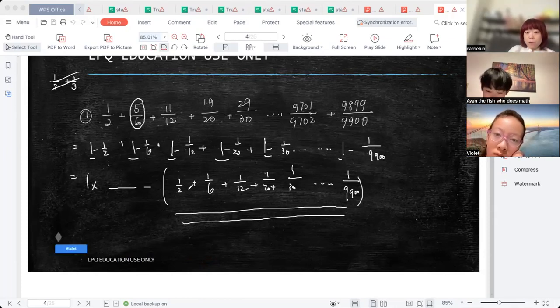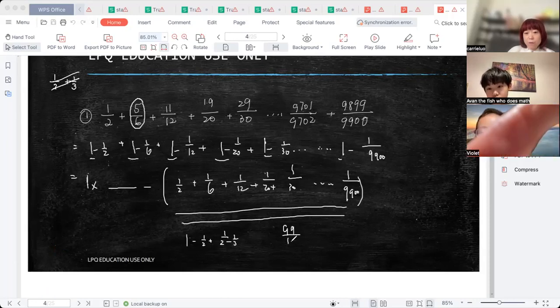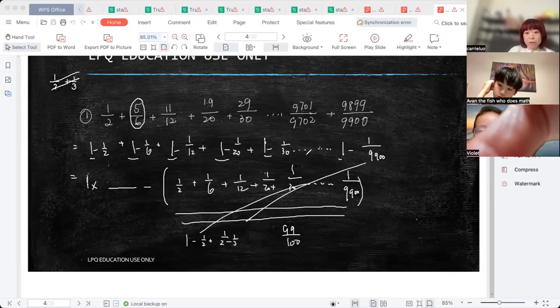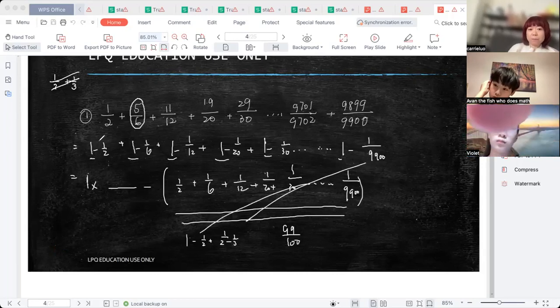Okay, 1 over 2. So it's 1 minus 1 over 2 plus 1 over 2 minus 1 over 3. Very good. So the inside is 99 over 100. Good job, Violet. But how many ones are there?